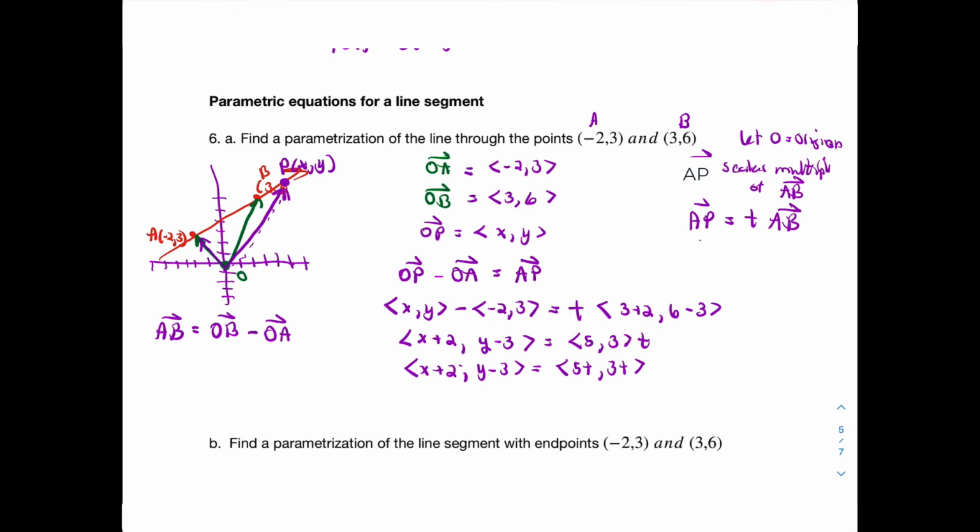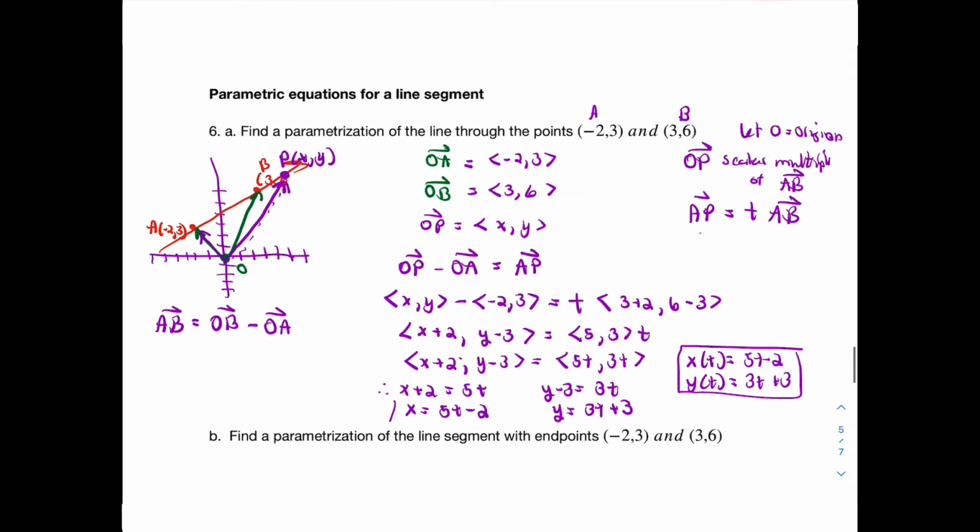So I got two vectors equal to each other. That means the first component of the first vector must equal the first component of the second vector, therefore x plus 2 must equal 5t. Likewise, the second component must equal the second component of the other vector, so y minus 3 must equal 3t. Solving each of these equations for x and y, I get x is equal to 5t minus 2, and y is equal to 3t plus 3. So this is my parameterized equation form of this line. x of t is equal to 5t minus 2, and y of t is equal to 3t plus 3.